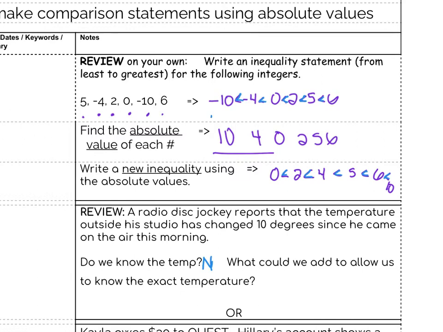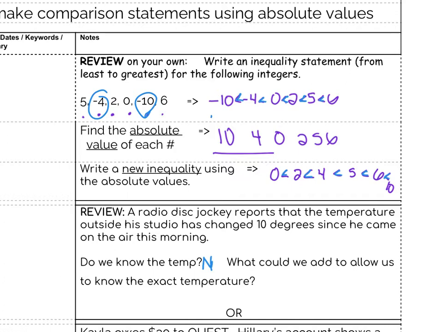So what we learned in past lessons is the further to the left, the less it is. So for my negative numbers right here, negative 10 is further away from 0. It's further to the left, so it's going to be less than negative 4. And then the positives are really good at doing least to greatest. It's those negatives that get a little bit tricky.